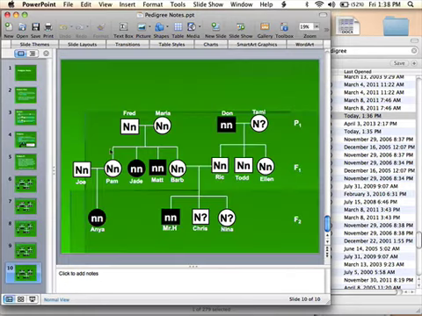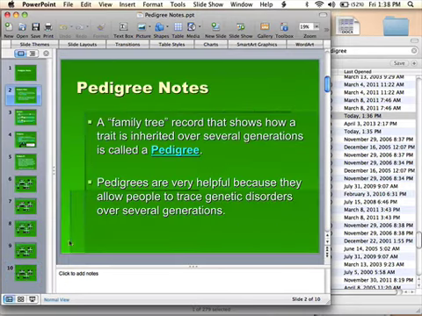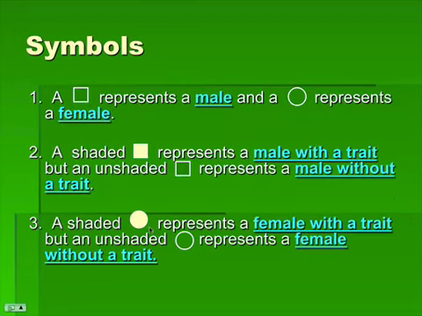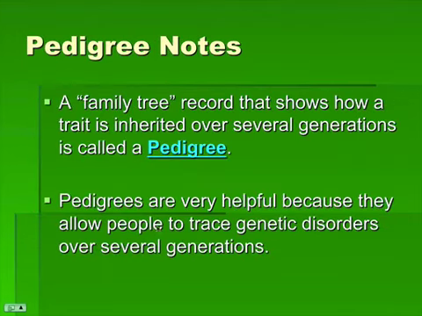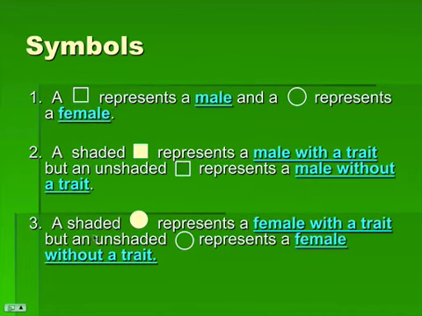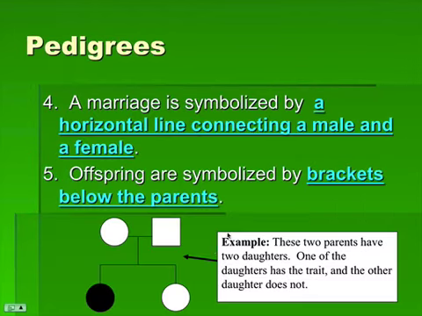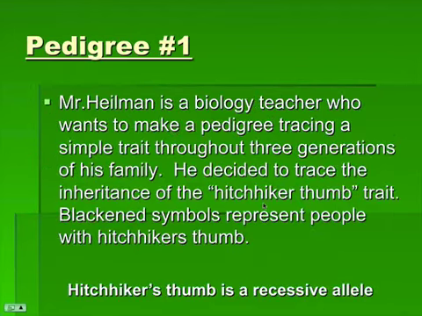Another document to practice on, just to look at different types of pedigrees. Remember, pedigree is a family tree. It shows how a trait is passed down from generation to generation. We already talked about this. Already talked about this.